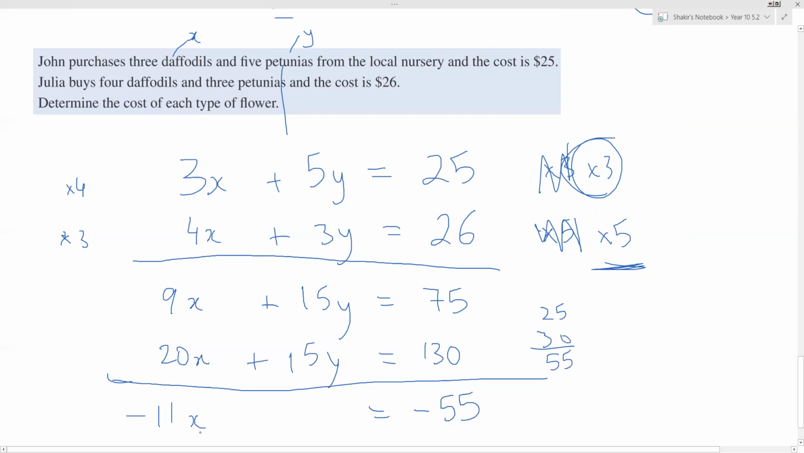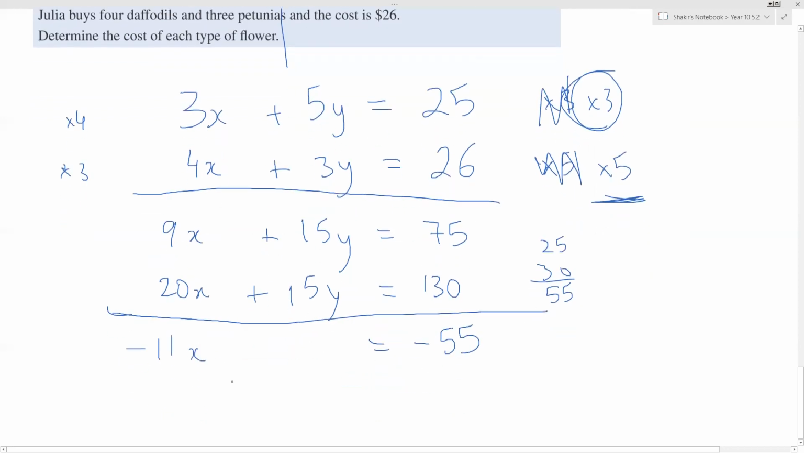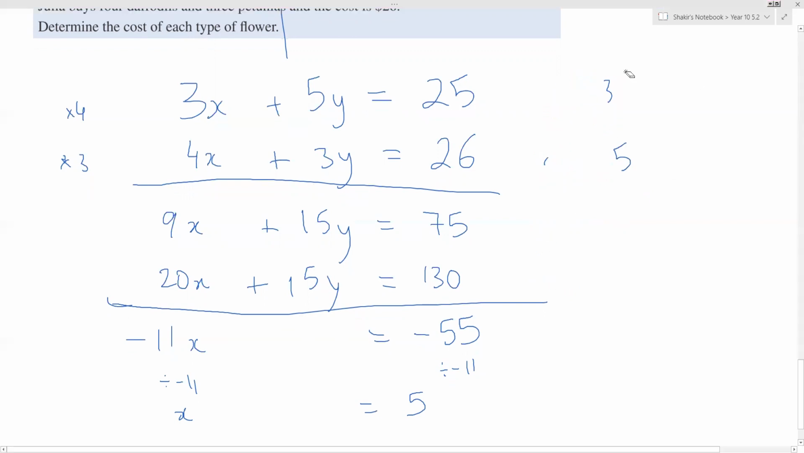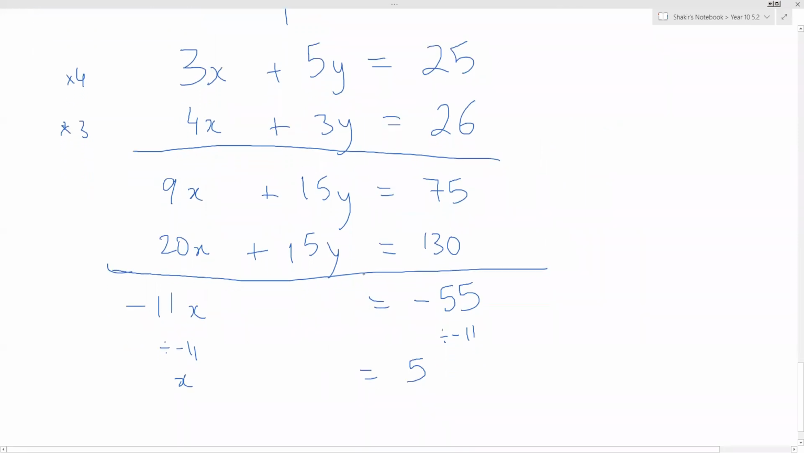We can divide every term on both sides by negative 11. And you get x is equal to negative 55 divided by negative 11, which gives me 5. So I found my x. Now I just substitute back into any of the original equations, and I will get y. So I can sub back into either of my original equations.